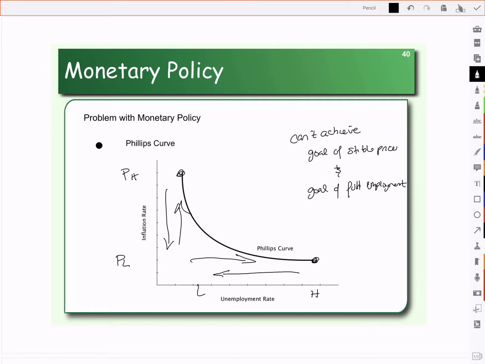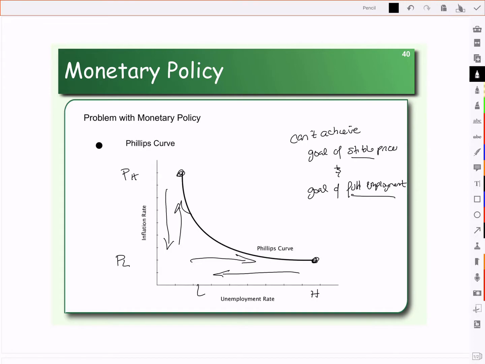So you have to choose. Are you going to use monetary policy for stable prices, or are you going to use monetary policies for full employment? Keynesians use it to achieve full employment. Canadians use it to achieve stable prices. And we'll look at how the Canadians use monetary policy in just a moment.